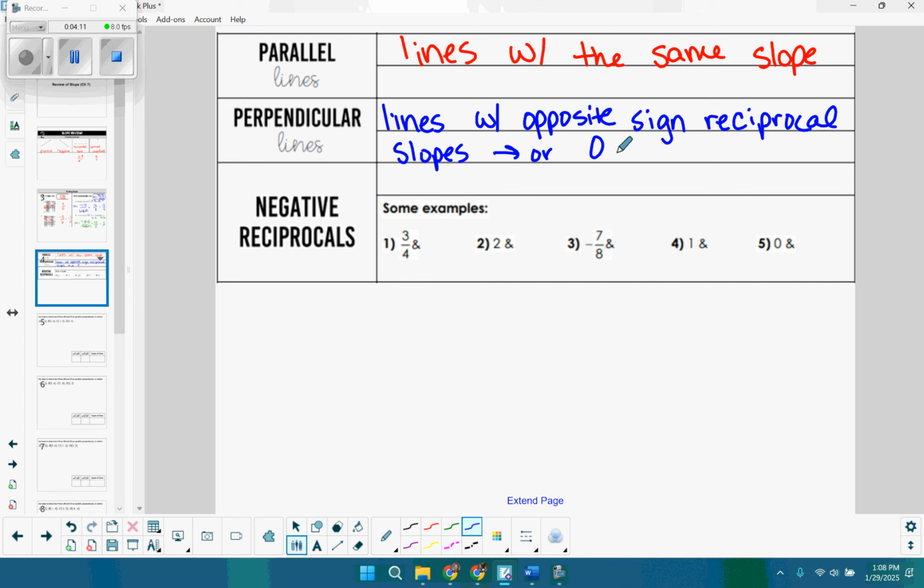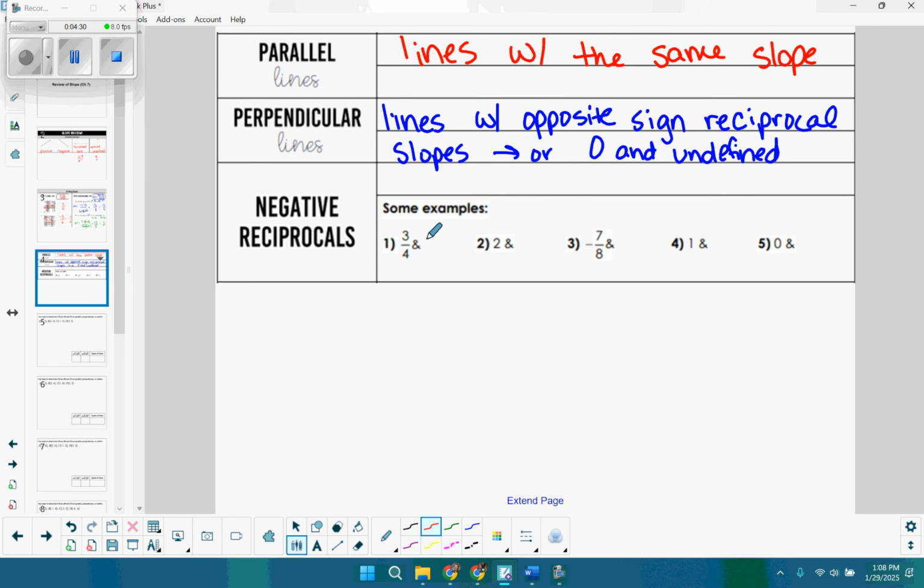Or 0 and undefined. Because one was a 0 on top and one was a 0 on the bottom. So they reduce to become perpendicular. So here are some examples. We're looking for the opposite sign and the reciprocal.